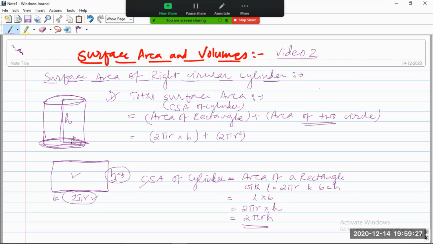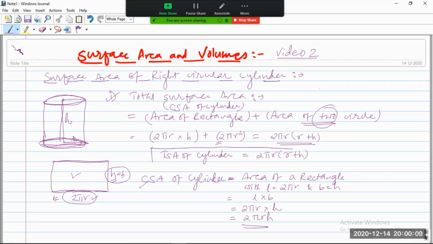The radius of these two circles remains the same. The area of a circle is pi r square, and we have two such circles, so we multiply it by 2, that is 2 pi r square. If we add them, what is common among these two? 2 pi r is common, and we are left with one radius and a height. This together gives us the total surface area of a cylinder. So we conclude that the total surface area of a cylinder is given by 2 pi r times r plus h, or h plus r.